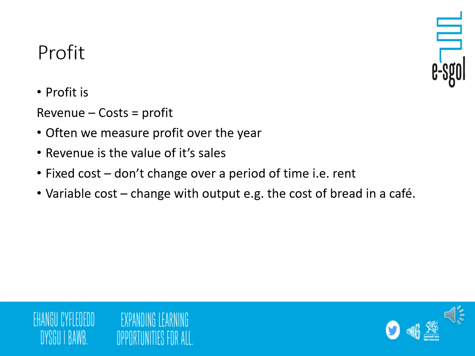You've got variable costs which change with the output. So if you're in a cafe and you sell a lot of sandwiches, then you're going to need more bread in order to make these sandwiches. And then profit is made when the revenue is more than the cost.